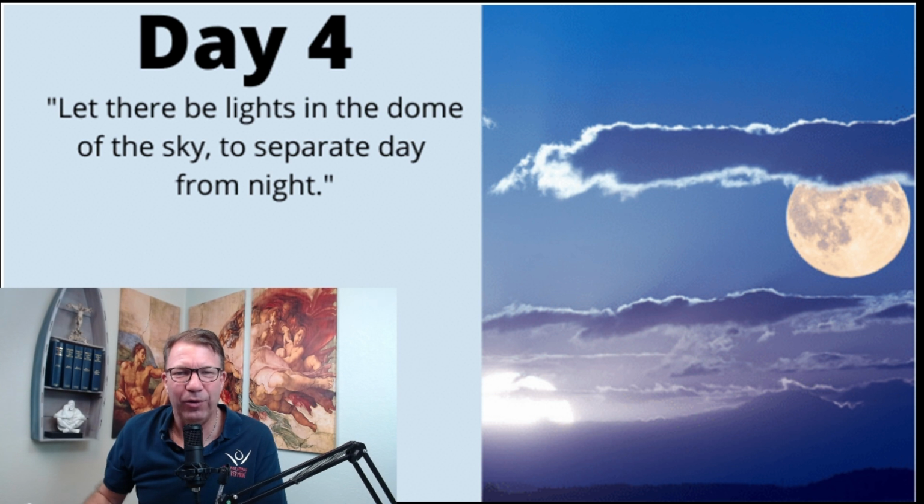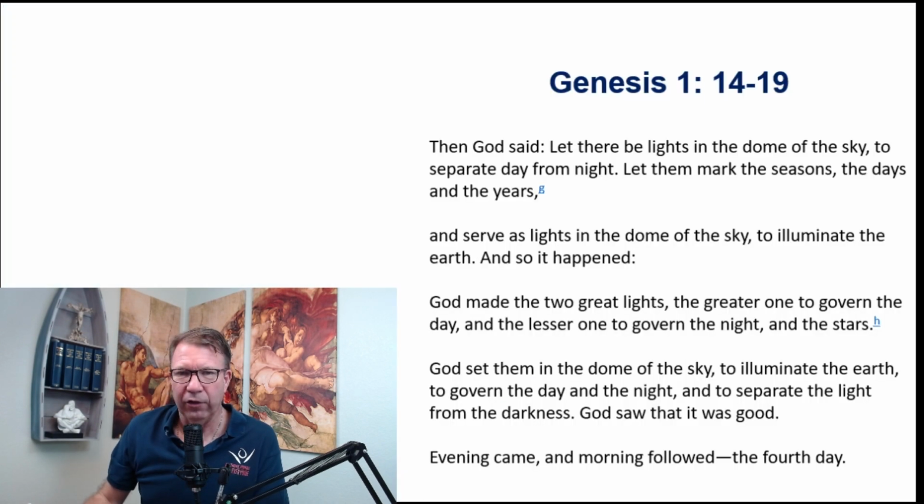All right, so the snippet from day 4 says, "Let there be lights in the dome of the sky to separate day from night." And of course, he's talking about the sun and the moon, which we see in the picture here. So here is the full passage, Genesis 1:14 through 19.